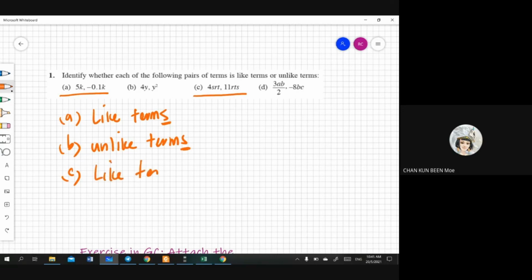Like terms. And the last one, 3AB over 2 and negative BC. Alicia, like terms or unlike terms? Unlike terms. Yes, you all did very well. You understand already how to differentiate like terms and unlike terms. Okay, so I'm going to continue on what you need to do today after the lesson.